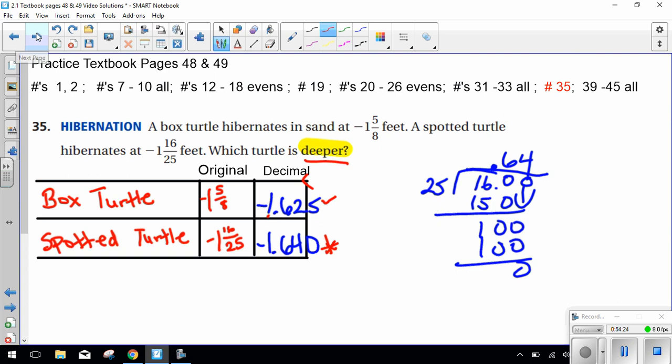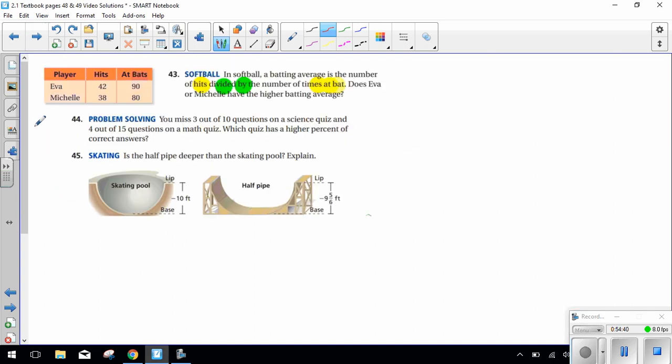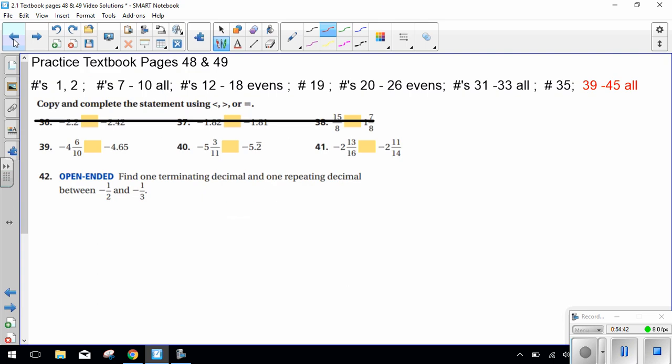Okay, next example. So what we're going to do here is complete each statement with less than, greater than, or equal to. So we're going to do 39 to 45 all. The remaining questions are on the next page just to make our work look a little cleaner and neater. So remember, once again, we are not erasing any of our work. I just do so because I only have a small amount of space.